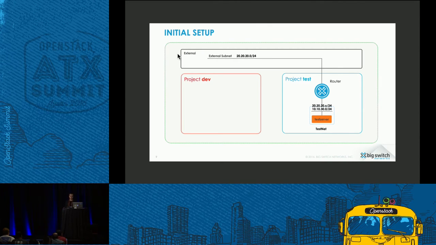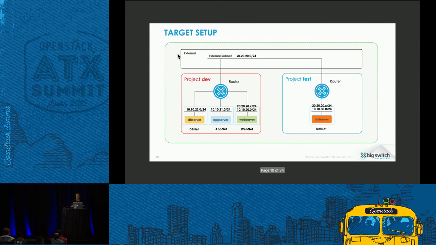Okay? The test project is just there for helping us to do reachability tests to the publicly facing web servers in our three-tier app. So it's only for testing purposes. As you can see, the test project has this test server, and it has a floating IP address assigned from the external network. Again, the external network we have already created, so you don't have to touch anything. It's already there, ready to be used and to serve floating IP addresses. Okay. So this is the goal of the setup.